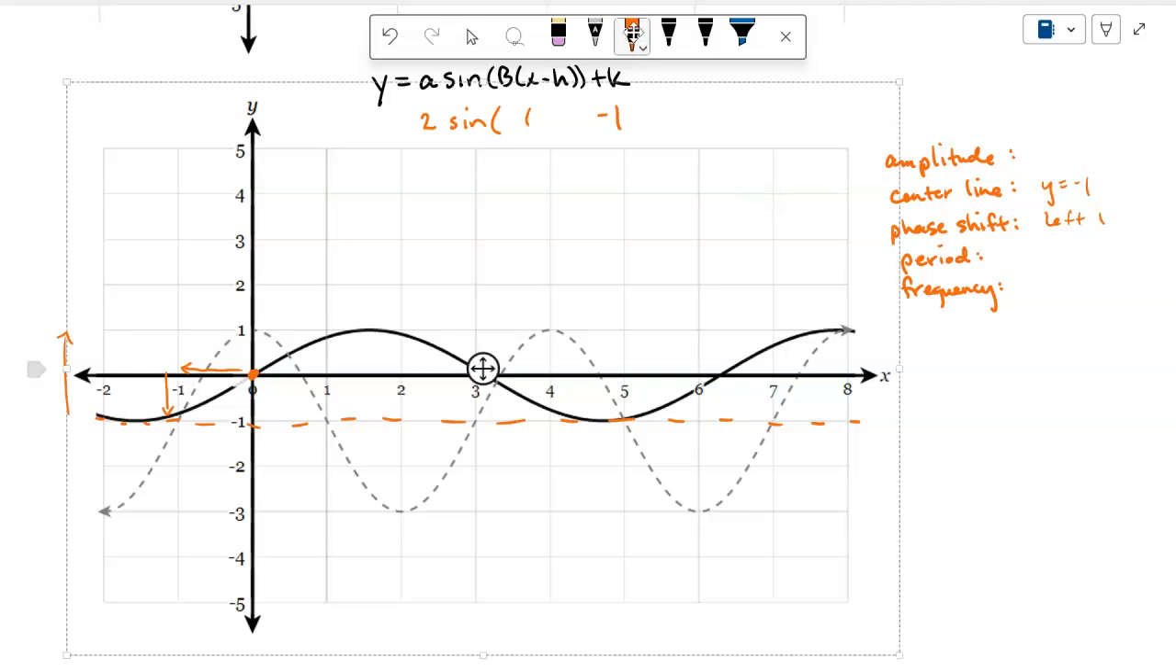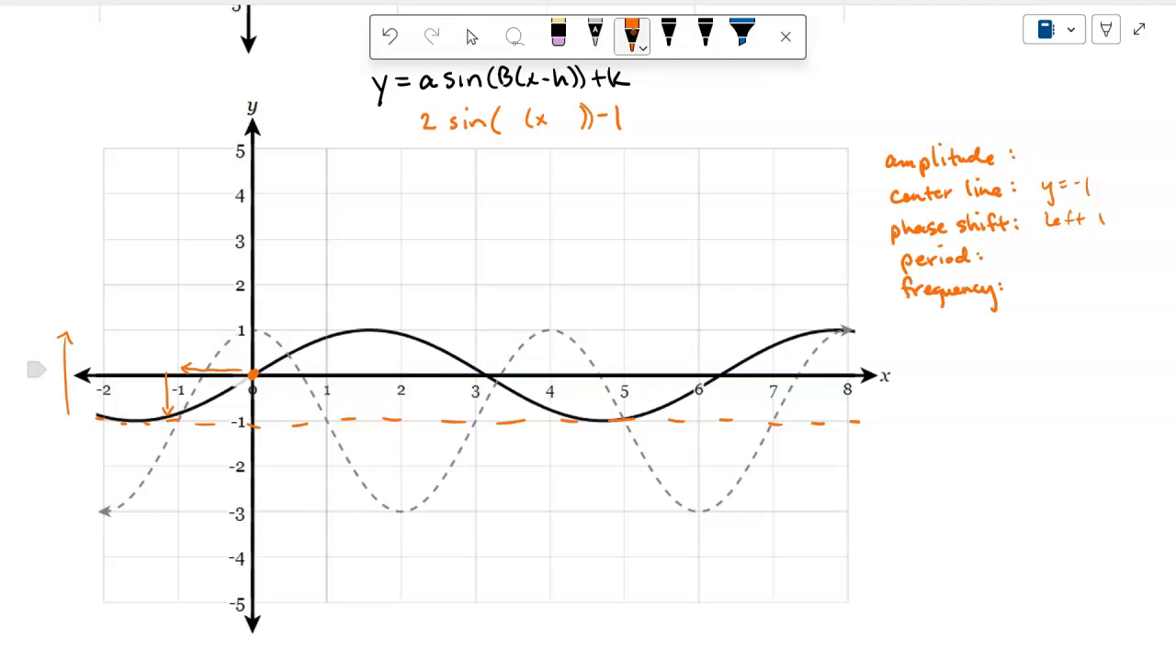And the way that we express that is we go inside the parentheses, and everything on the inside of the parentheses is opposite. So we usually think of left as negative. In this case, it would be x plus 1. This would indicate a phase shift, left 1. Last thing that we have to do now then is account for the frequency, and we have to find the period first in order to do that.